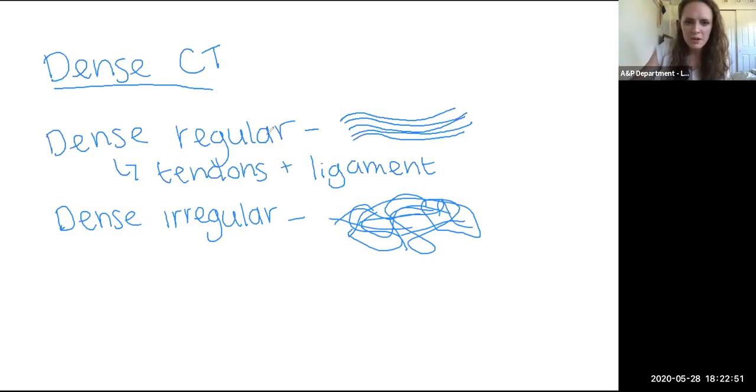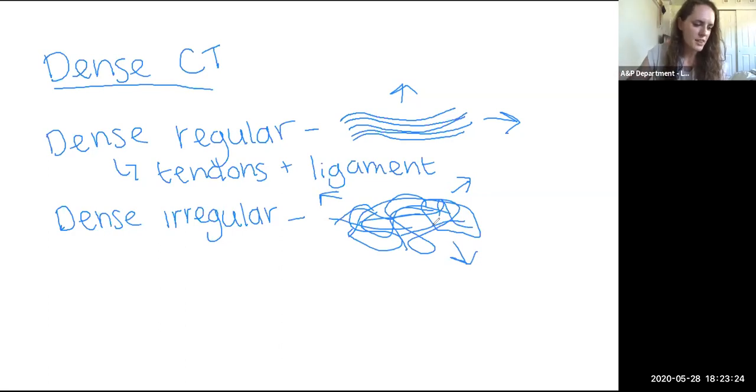So if we go back to our dense regular, this rope is only strong if you pull it in one direction. If you tried to pull the little strings apart, it wouldn't be very strong. You wouldn't be able to hold all those strings together. So if I pulled this way, dense regular is not very strong, but if I pulled this way, it's going to be extremely strong. Dense irregular, if you pull at any direction, it's going to be strong, right? Because it has fibers going in all different directions.